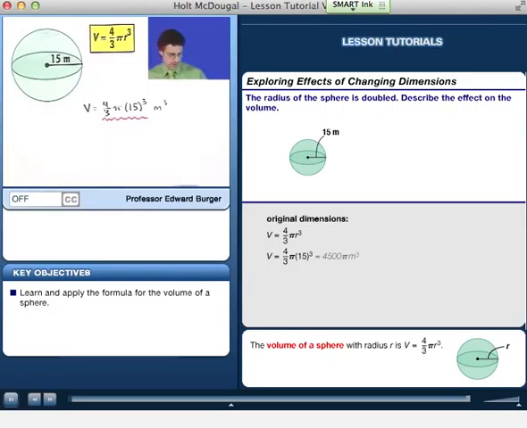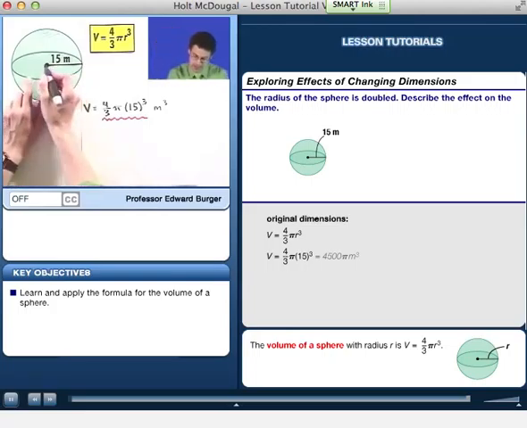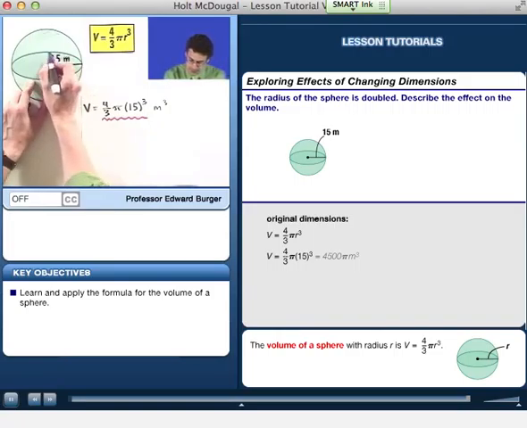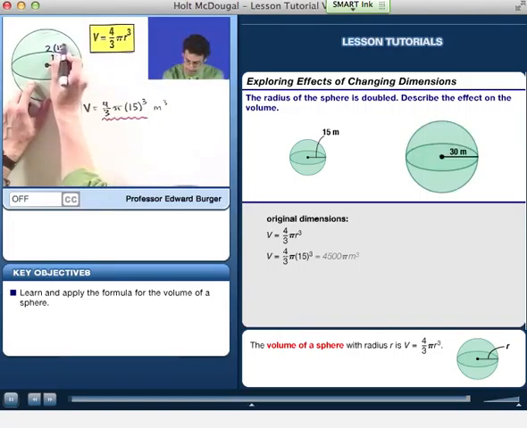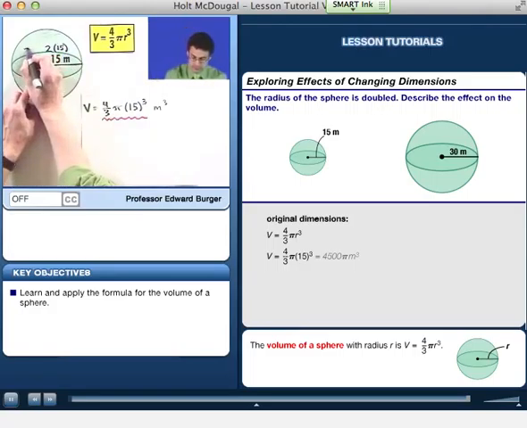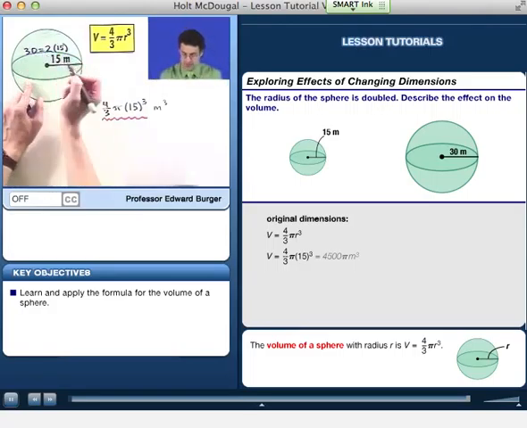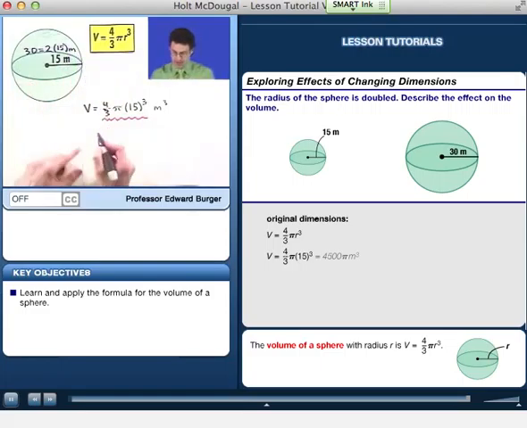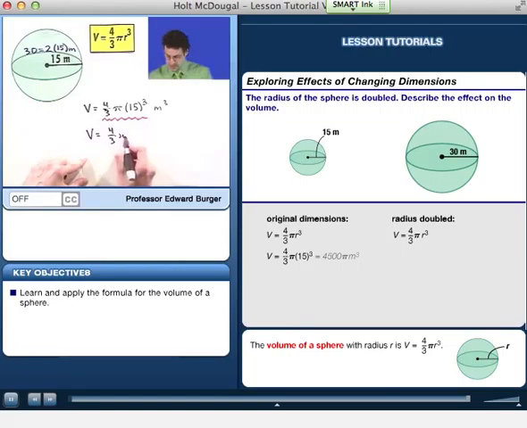So what I'm going to do now is take this and multiply it by 2. So it becomes 30. So we have 30 meters. And I now want to compute the new volume. 4/3 pi. Instead of writing in 30, I'm going to write it this way as 2 times 15, all cubed. Well, what does that work out to be?